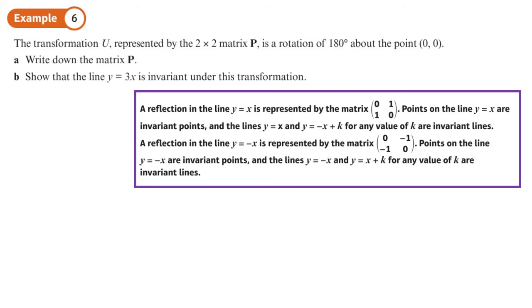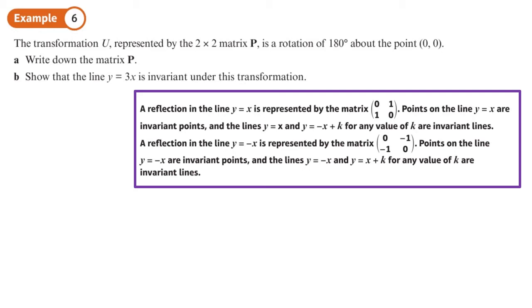Right, so we've got a different transformation here, and it's a rotation of 180 degrees about the origin, and there are always going to be rotations about the origin since we're only dealing with linear transformations. And what we need to do is write down the matrix P.